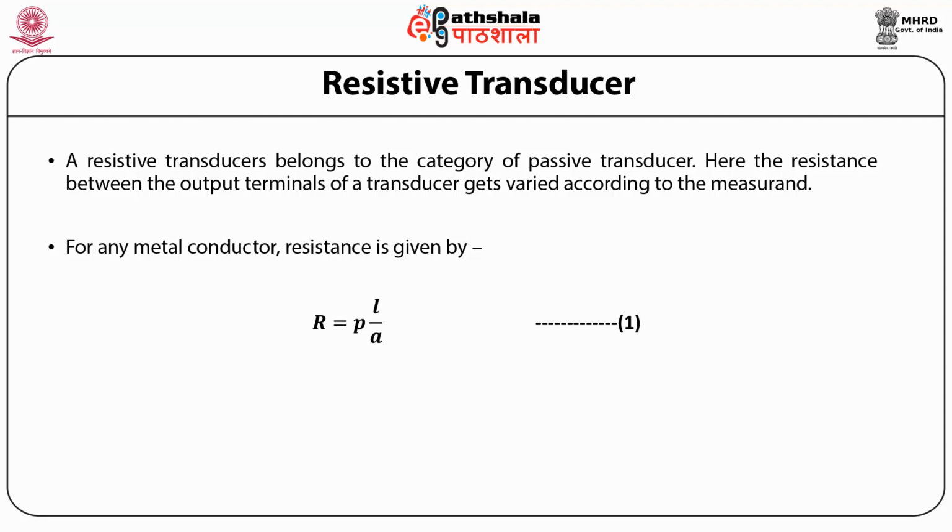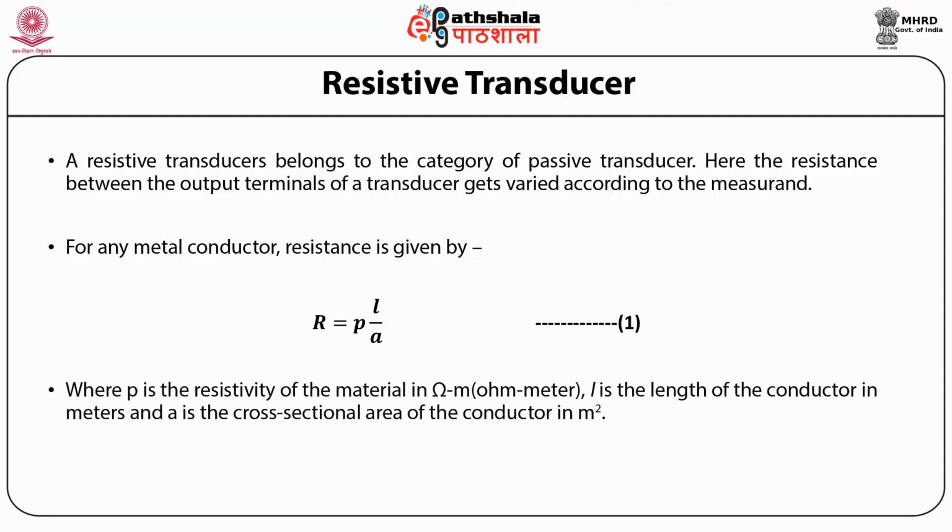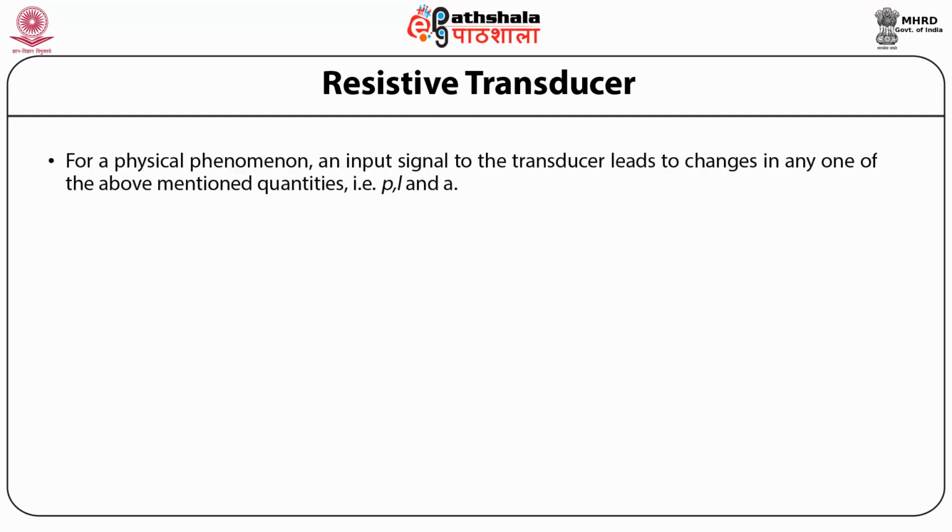This is equation 1, where ρ is the resistivity of the material in ohm meters, L is the length of the conductor in meters, and A is the cross-sectional area of the conductor in meter squared. For a physical phenomenon, an input signal to the transducer leads to changes in any one of the above mentioned quantities, that is ρ, L and A.